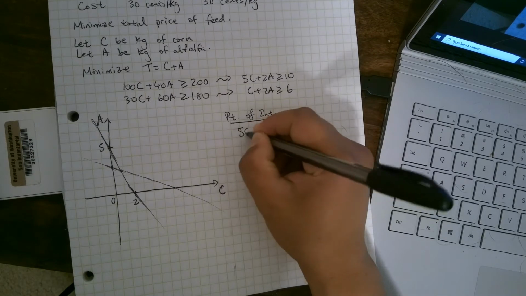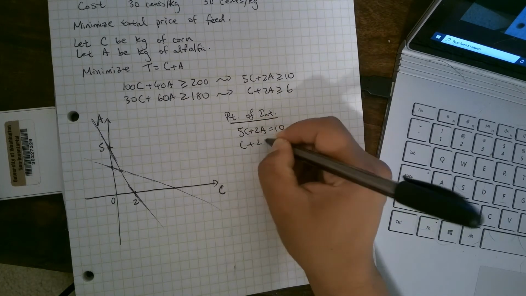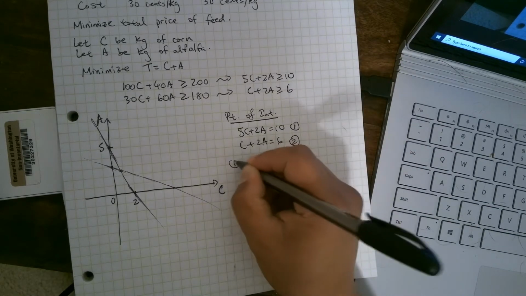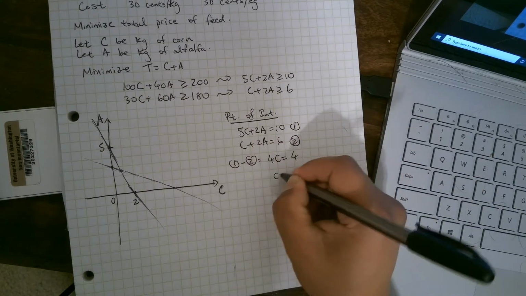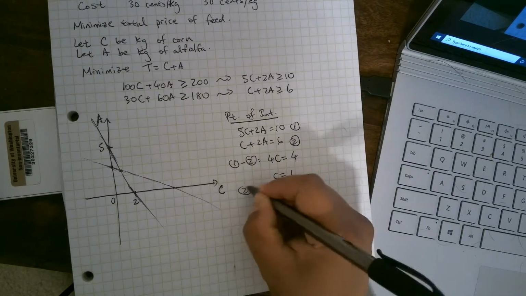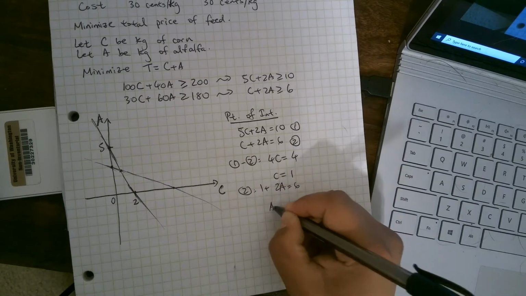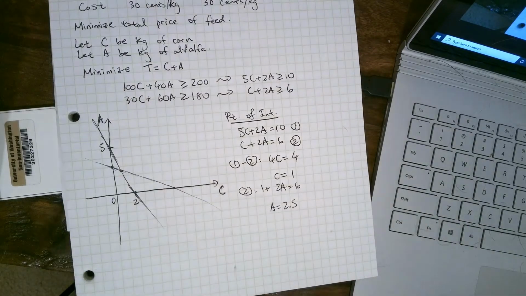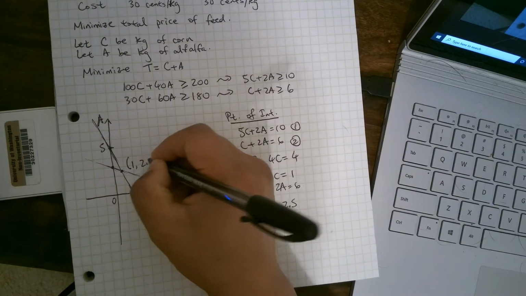Okay, so we'll convert these two equations. 5c plus 2a is 10, c plus 2a is 6, equation 1, equation 2. We'll just take 1 minus 2, get 4c is 4, so c is 1. Sub that into 2, 1 plus 2a is 6. Solve, we get a is 5 halves, or 2.5. Doesn't really matter in this case. Okay, so this point of intersection, which again I have not drawn perfectly, is 1 comma 2.5.